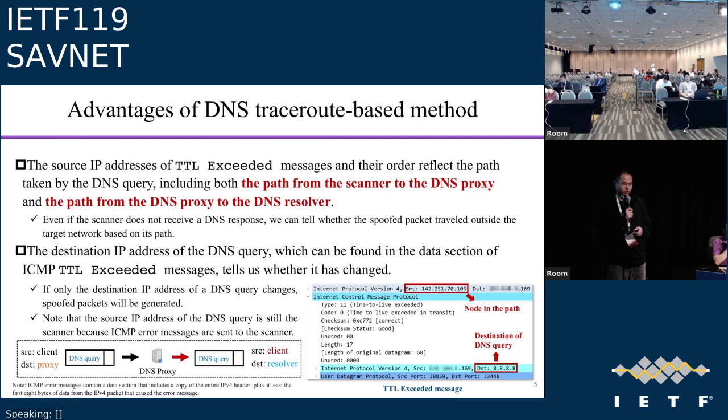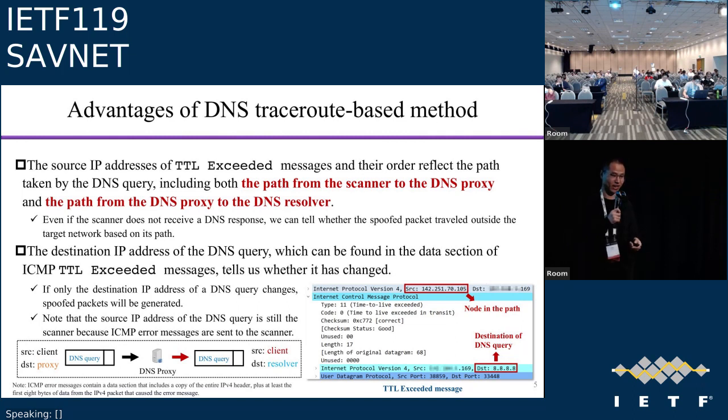First, the source IP address of TTL exceeded messages and their order reflect the path taken by the DNS query. As we mentioned, this includes both the path from the scanner to the DNS proxy and the path from the DNS proxy to the DNS resolver. So in this way, even if the scanner does not receive a DNS response, we can tell whether the spoofed packet traveled outside the targeted network based on the information about the path.